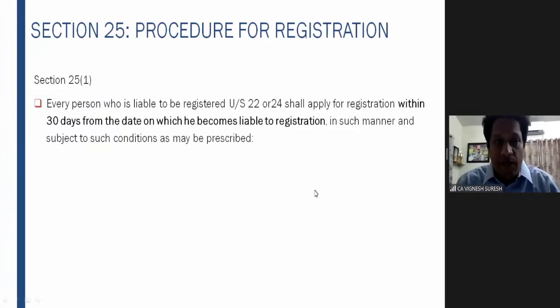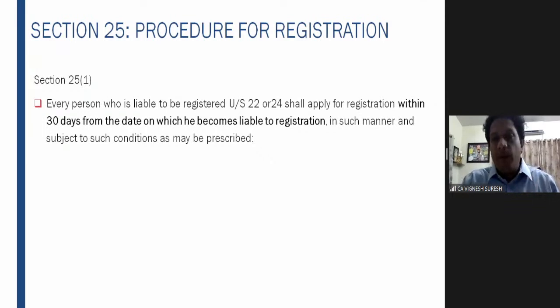Section 25 subsection 1 straight away says what is the procedure for application for registration and when the application is supposed to be made. So 25 subsection 1, what does it say? Every person who is liable to be registered under 22 or 24, straight away you need to recollect what is 22. 22 is basically whenever the turnover crosses the threshold limit, he becomes liable to be registered. Or 24 talks about instances where compulsory GST registration is required, irrespective of the value of the turnover.